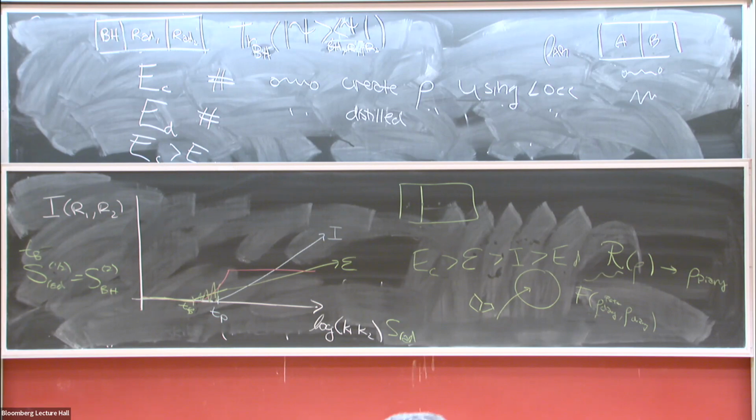Quick question. Do we have a nice form in terms of the density matrix for the EC and ED? These are defined using optimizations. You're optimizing over all LOCC, which is generally difficult, and that's why I use things that I can compute, like mutual information and negativity.